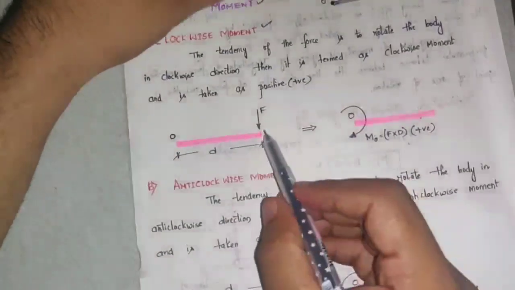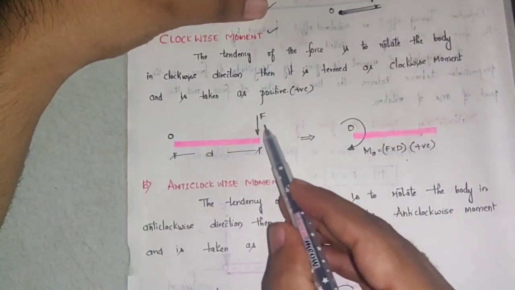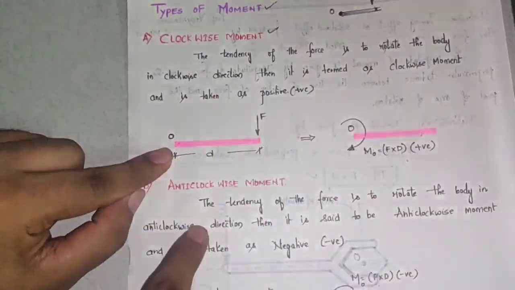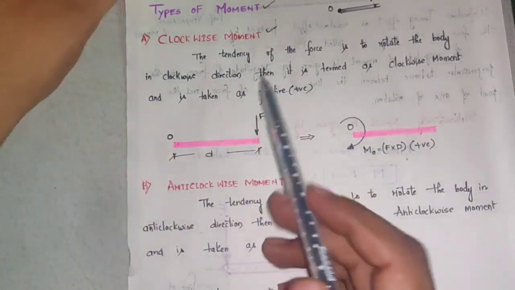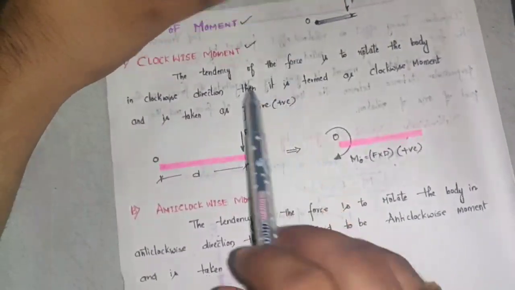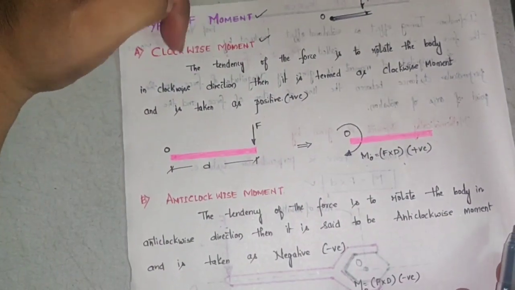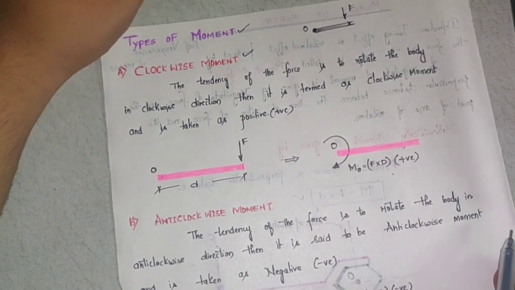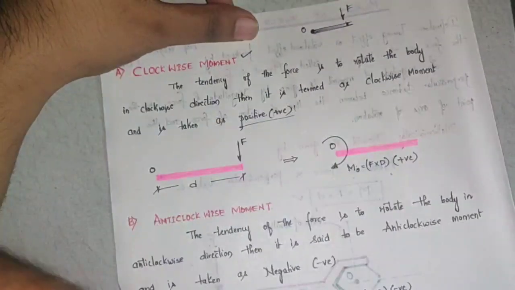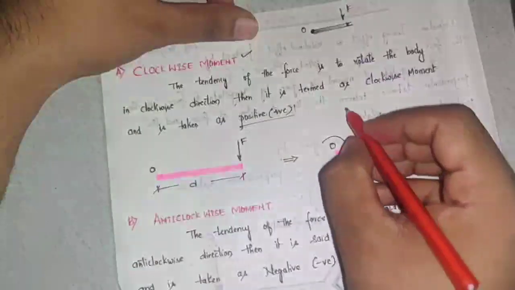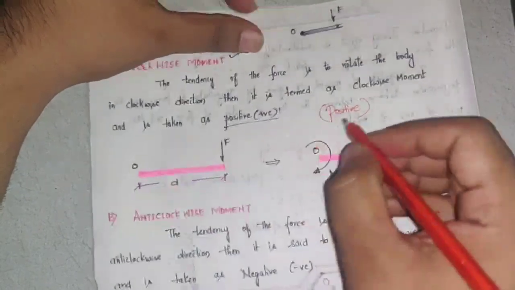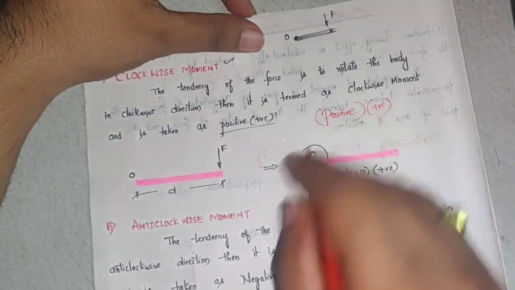If, because of this force F about point O, the object rotates like this, then we term that moment as clockwise moment. That is, the direction of rotation is in the direction of the clock. So generally we take clockwise moment as positive. Remember this: clockwise moment is taken positive.